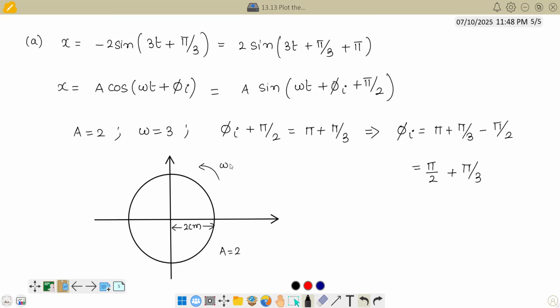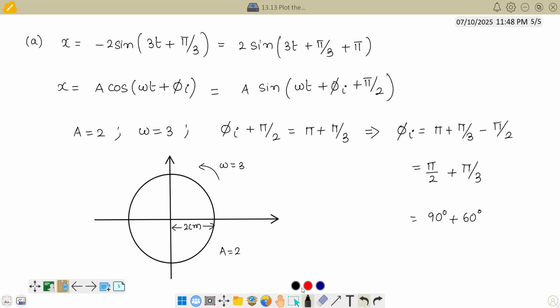Omega anti-clockwise we got 3 radian per second. So we got the value of omega also. Once we got omega and this, now we have to plot its position. Its initial phase is pi by 2 plus pi by 3. As I told you, we always start from the positive x-axis. First, I will move pi by 2. If the radians are confusing, convert into degrees: 90 degree plus 60 degree.